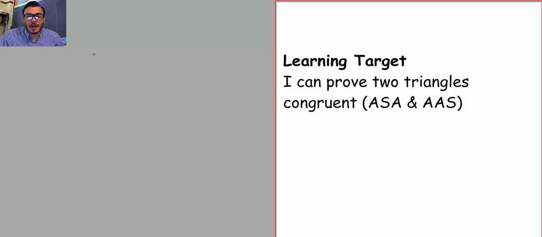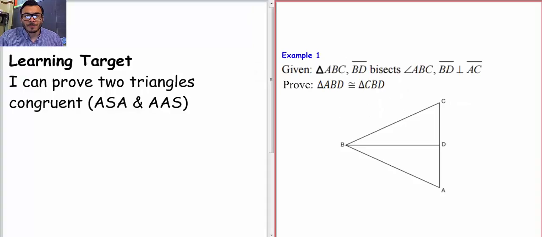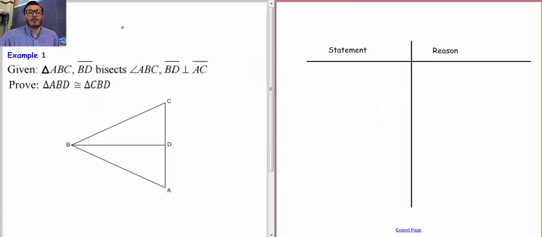Hey, it's Mr. Estrada here, and for this video, our learning target says I can prove two triangles congruent, angle side angle, and angle angle side. So in this video, we're going to prove two triangles congruent. We're going to do two examples, one using the ASA method and the other one the AAS method. So here is our first example.